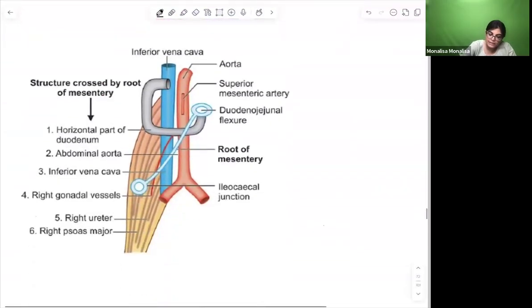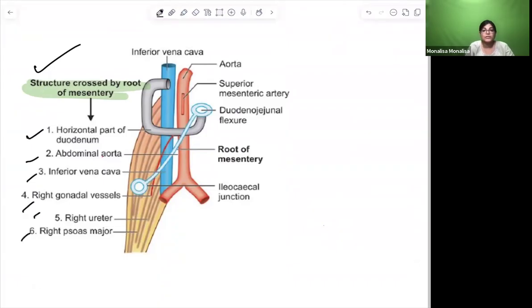So basically, it is very, very important for you to know all the structures which are crossed by the root of mesentery. The structures crossed are the following 6 structures: horizontal part of duodenum, abdominal aorta, the great vessels, the abdominal aorta, the inferior vena cava, right gonadal vessels, right ureter, and right psoas major.